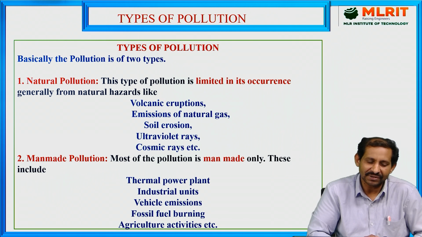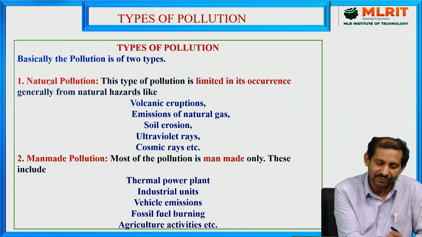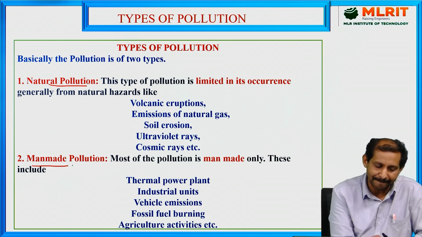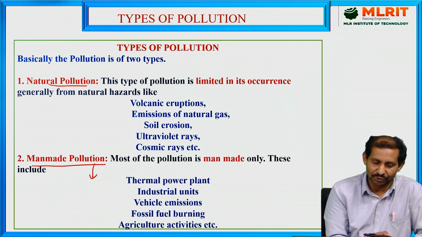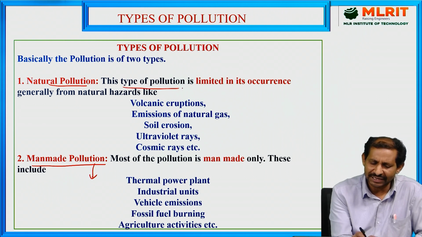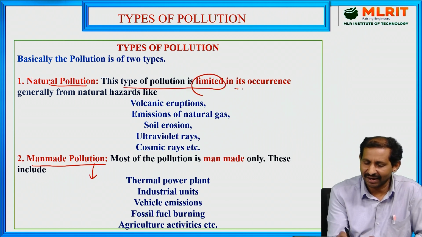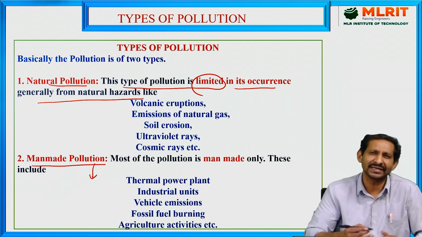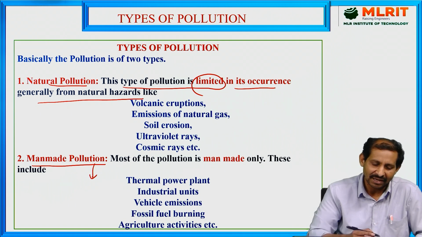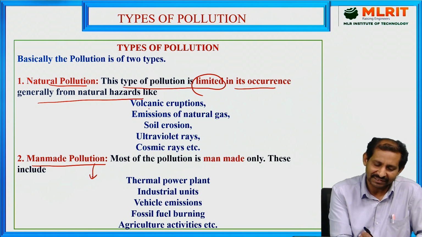Basically, pollution is broadly classified into two types. One is natural pollution, and the second is man-made or artificial pollution. Generally, natural pollution is limited. It occurs from natural hazards, and it is coming from nature itself. So let us see examples of how it comes.